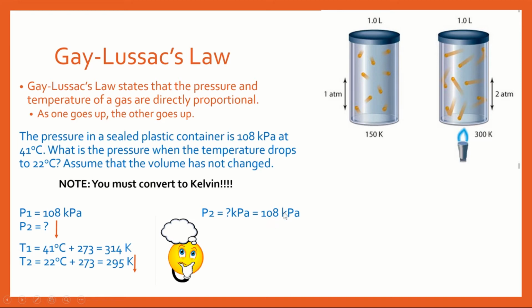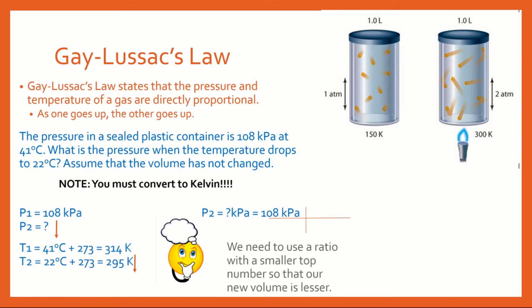If I want 108 to decrease, I want to multiply it by a fraction less than 1. So I want to put my smaller number on top. 295 is smaller than 314. Now I have two values that are going to be a fraction less than 1. When I multiply 108 by 295 and divide by 314, I end up with 101 kilopascals. Hey, 101 is definitely smaller than 108. I think I did my math right.